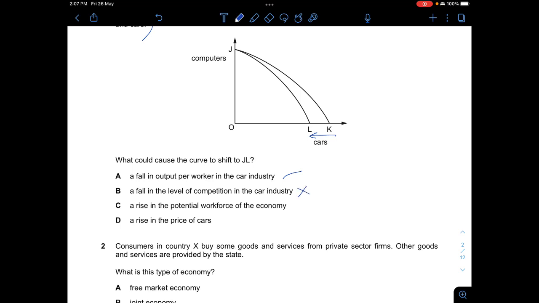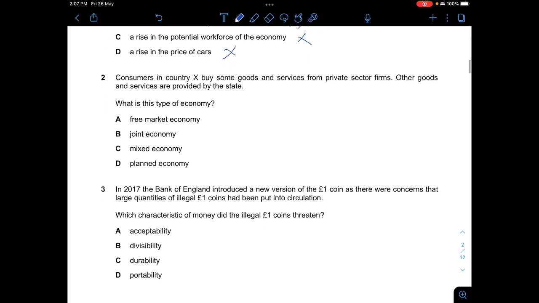And C says a rise in the potential workforce. If there's a rise in potential workforce, we will not have shifted to the left. And D, a rise in price of cars has nothing to do with this graph because this graph is for PPC, not for PED. So this is not correct as well. So the answer is A.